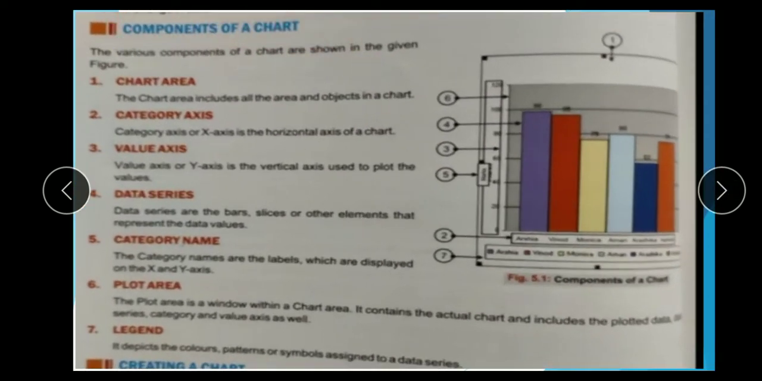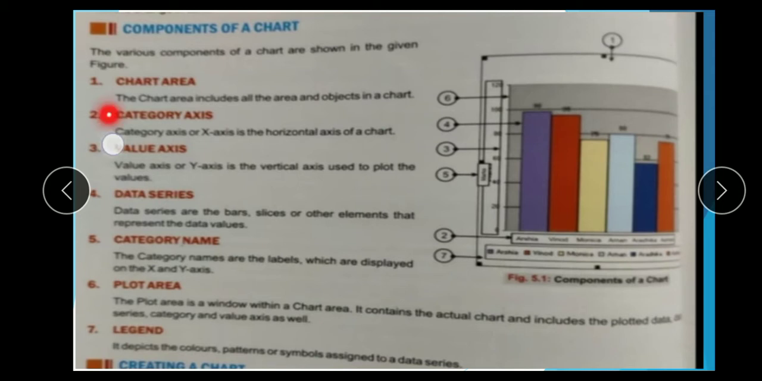Then the components of the chart. The various components of a chart are given here. First, chart area. Here in this figure, all content. Here are the 7 components of a chart, shown according to 2 arrows and numbers. First, chart area. The chart area includes all the area and objects in a chart. So it's called the chart area. And chart area means here, all these things are called the chart area.